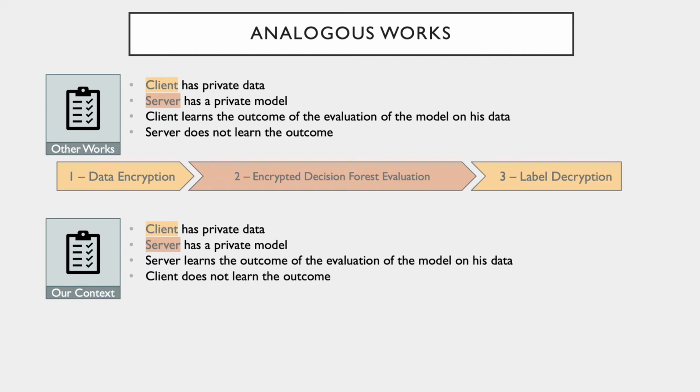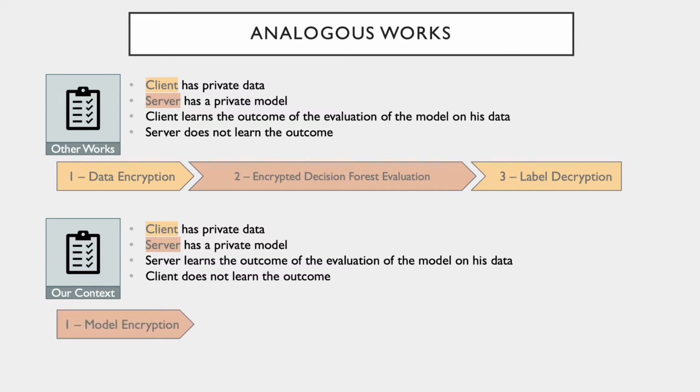In our context, the client also has private samples. The server still has a private model, but we want the server to learn the outcome of the protocol without the client learning the outcome. The three-step solution seen above is not available anymore, as in this context, it is the client that learns the outcome, while in our context, it is the server who has to learn the outcome.